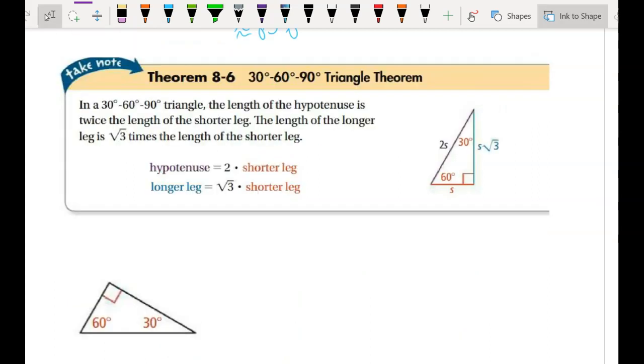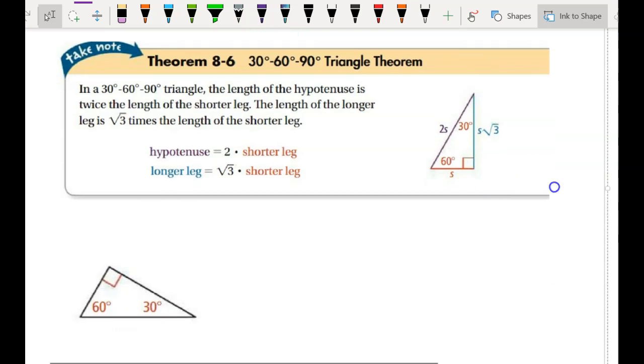Okay, so our second special right triangle is the 30, 60, 90 triangle. And it's named so because it's got a 30-degree angle, a 60-degree angle, and a 90-degree angle. So let's see, in a 30, 60, 90 triangle, the length of the hypotenuse is twice the length of the shorter leg. So the shorter leg is S, the hypotenuse is 2 times that, and the length of the longer leg is the square root of 3 times the shorter leg.